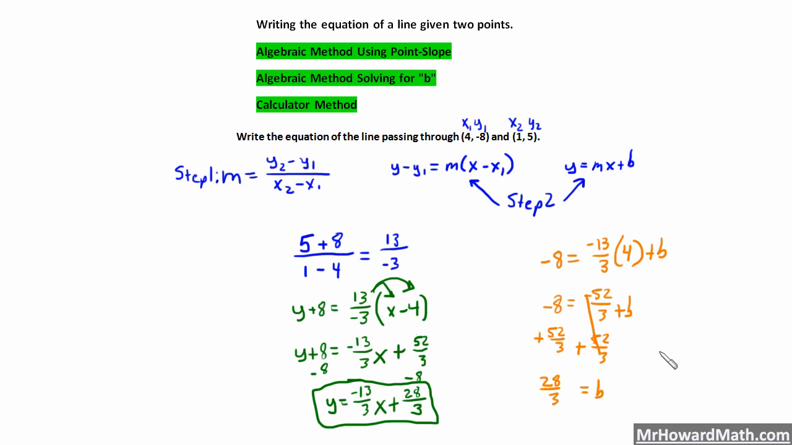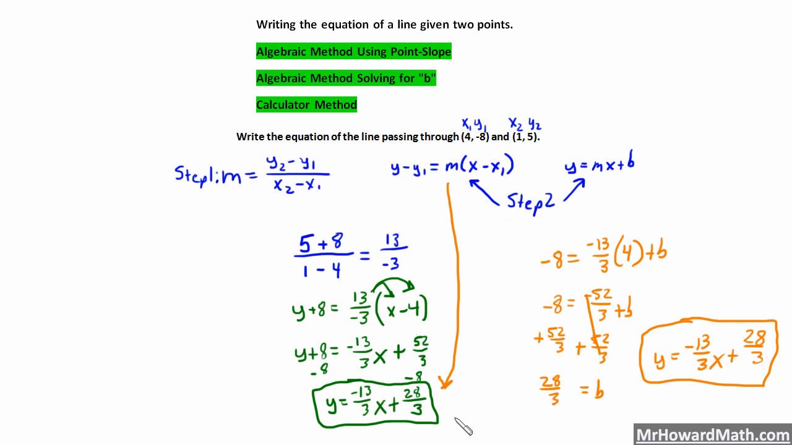Now we can write our equation. We have our b, we have the m that we found right here, so it's just y equals negative 13 over 3 x plus our b of 28 over 3. Okay, we got the same answer either way. So for our step 2 in this example, we used this method. And in the second example here, we used our y equals mx plus b method and solved for b.